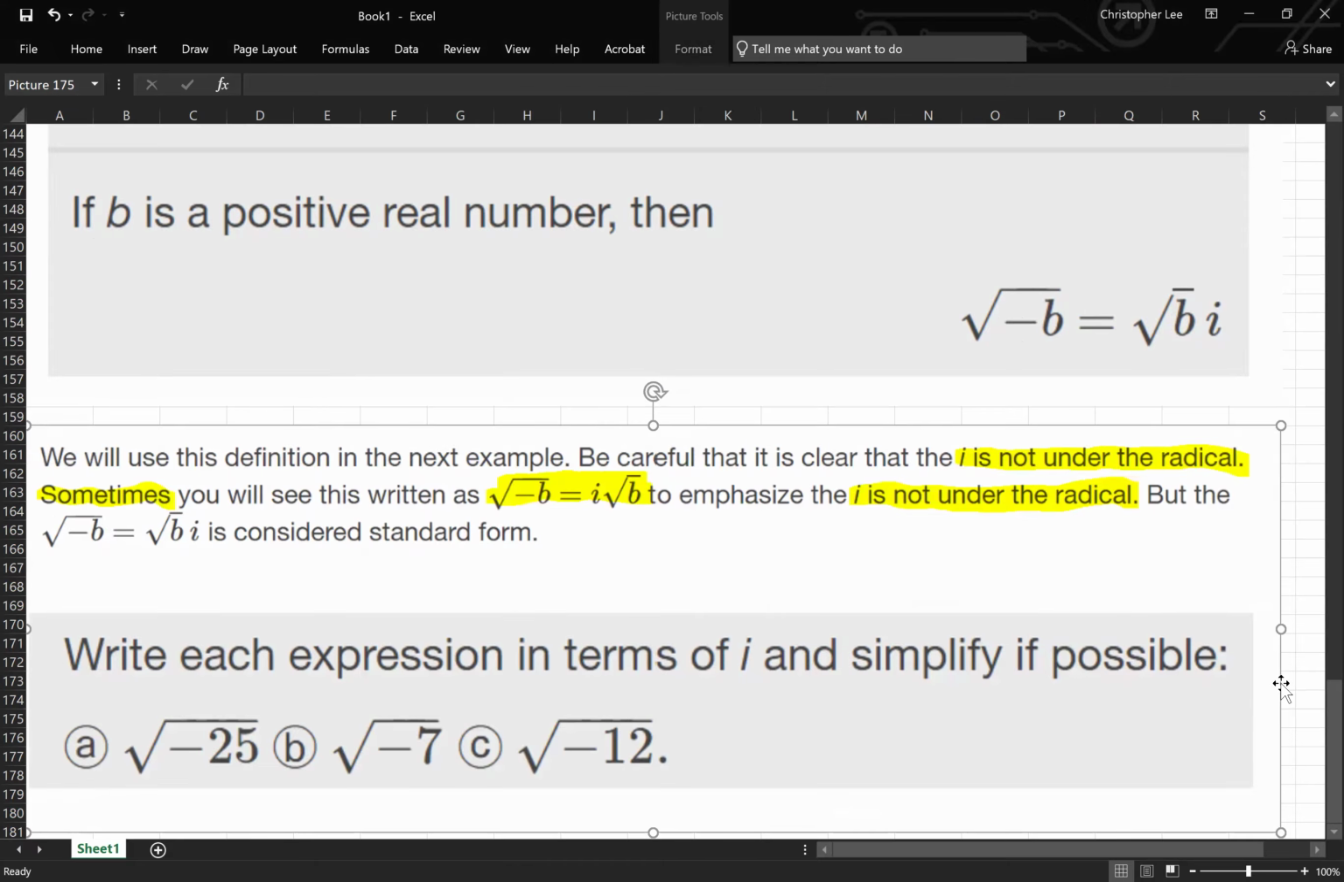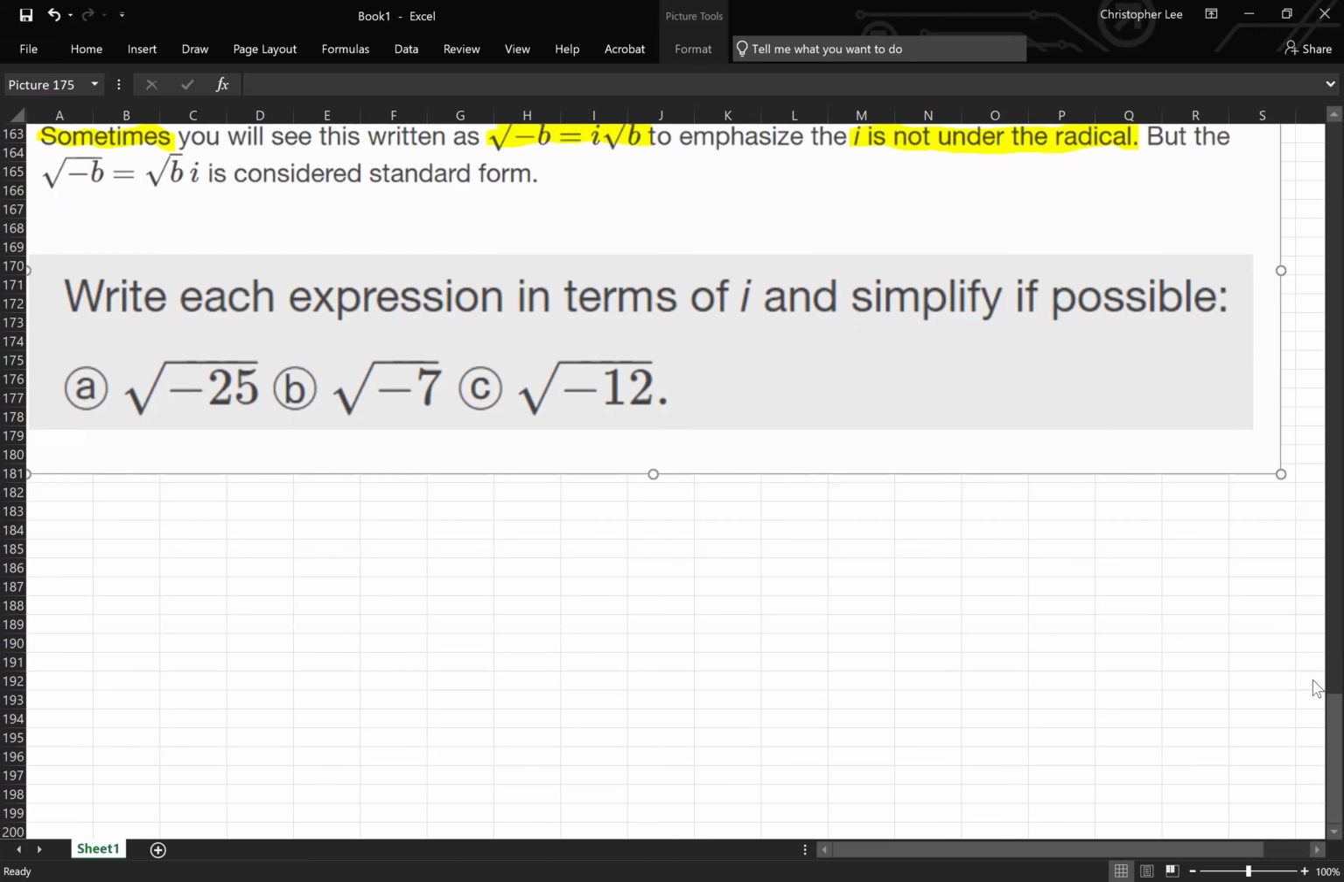So we will use the definition in the next example. Be careful that it's clear that the i is not under the radical, right? Sometimes you will see it written as the square root of negative b equals i times the square root of b. Personally, I like to do this, to emphasize that the i is not under the radical. The square root of negative b equal to the square root of b times i is considered the standard form. Whenever I have a radical, I like to put my i before it just to make it clear that the i is not underneath the radical.